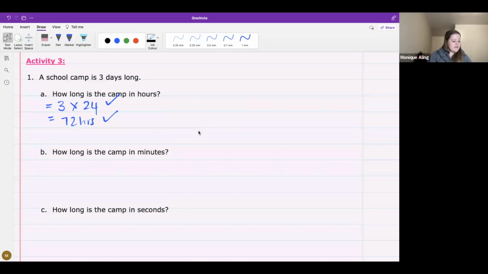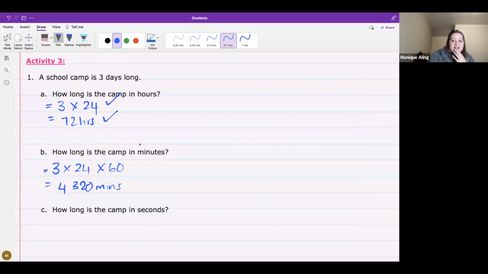Okay, so I'm seeing a lot of the answers already for question B. How long is the camp in minutes? So you could just go from the hours and times by 60 to get to the minutes, or you can start from the beginning. It's 3 days times by 24 hours in a day times by 60 minutes in an hour, which gives you 4,320 minutes.